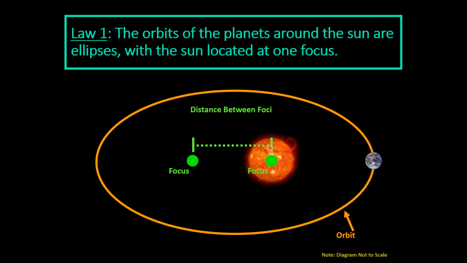Again, foci is the plural form of focus. So we actually can measure the distance in whatever unit we choose to use between those focal points. And then we're going to need another measurement, which is across the widest part of the ellipse, and we call that the major axis. And by having these two measurements, we can go ahead and calculate something called eccentricity, which we're going to go ahead and show you.